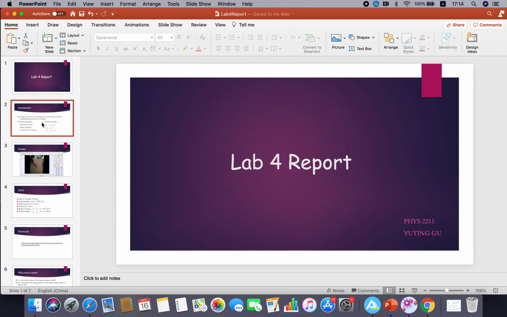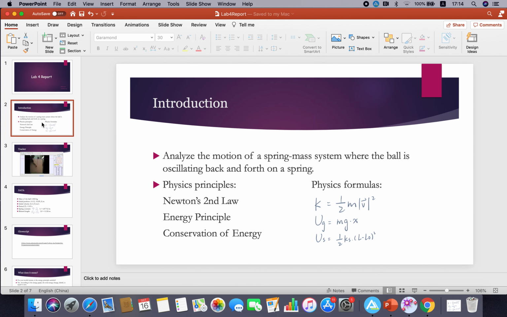Lab 4 report. For lab 4, we're going to analyze the motion of a spring mass system where the ball is oscillating back and forth on a spring. The main physics principles I use for this lab are Newton's second law, the energy principle, and the conservation of energy. The physics formulas are listed here.